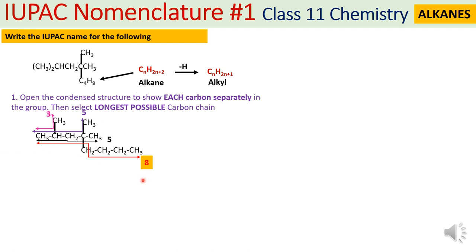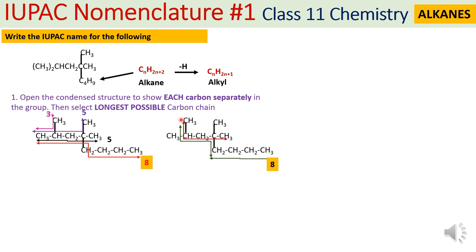Now to see other possibilities, let me write the structure once again. Here I have started from this carbon to this. If I start from here, let us see what will happen. If I start from here, 1, 2, 3, 4, 5, 6, 7, 8 carbons. So this or this, both will have 8 carbon atoms. First I started from this and ended here, that is the first 8 carbon. Now I started from here and ended on this, so that has become 8.